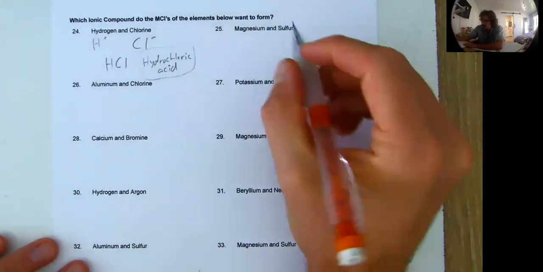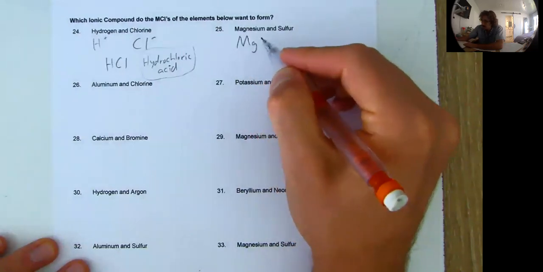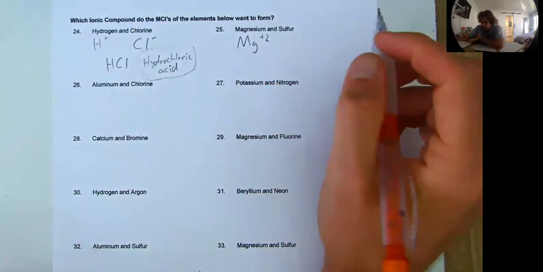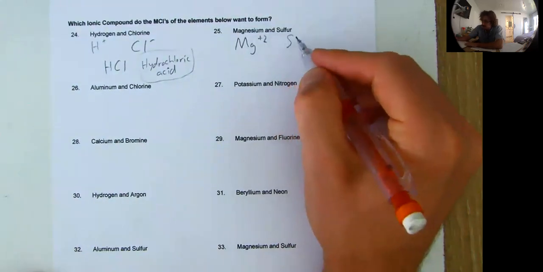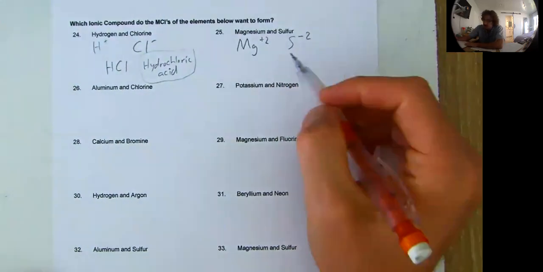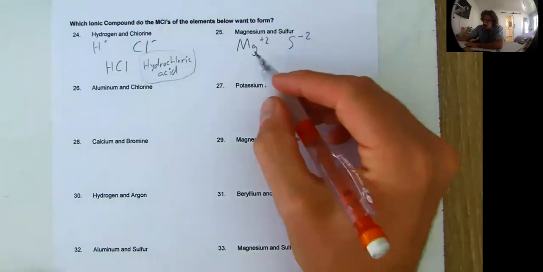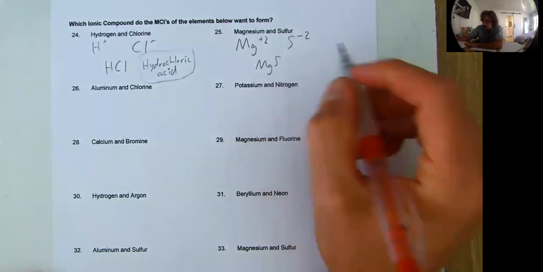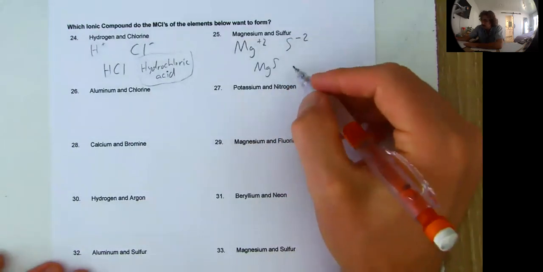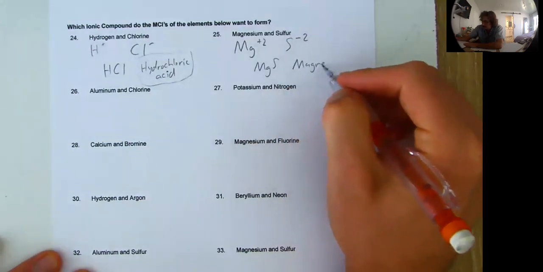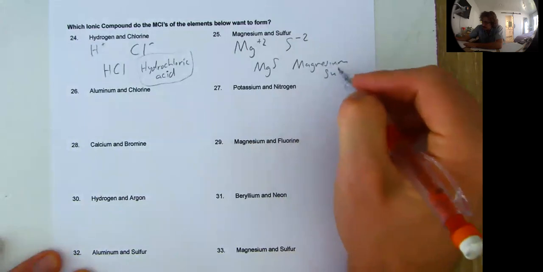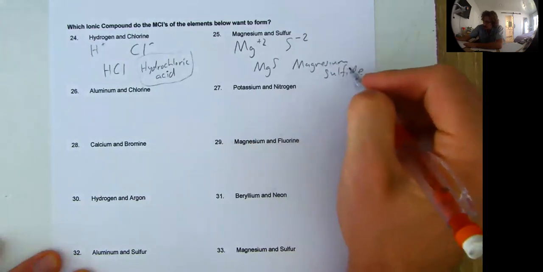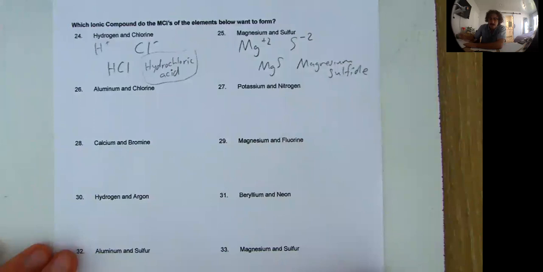Next one, magnesium and sulfur. Magnesium has a charge of +2. Sulfur also has a charge of, well, it's a -2. That means the charge is balanced, which means you only need 1 atom of magnesium and 1 atom of sulfur. You just write it like this, MgS, and the name of it is called magnesium sulfide, like that, sulfide.